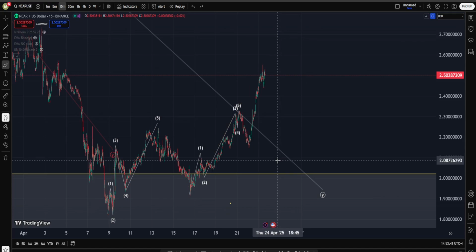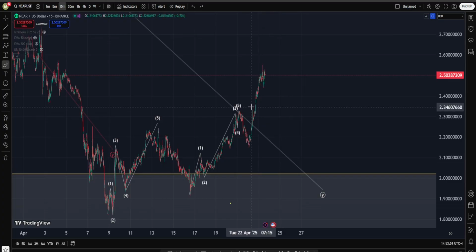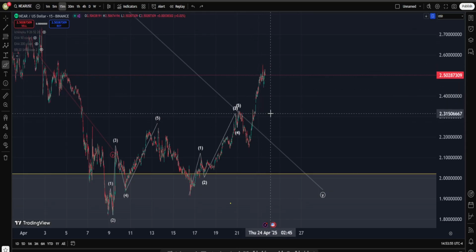So for now, in the short term, in NEAR Protocol, it seems like we are having some promising signs. And once more, I'm going to say it, we need to take everything step by step and follow this move up closely in the next update and see what we are doing. And I hope I explained everything well and you understood what is going on in NEAR Protocol's price chart.